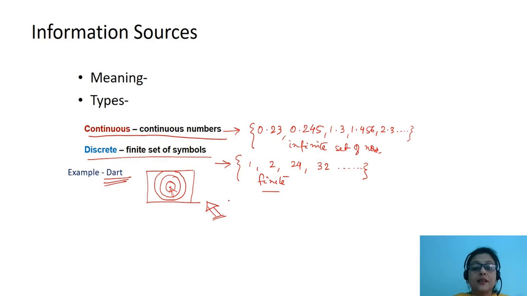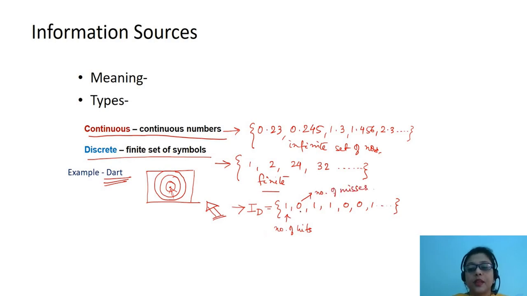Now let us understand how it can be used to understand the continuous and discrete information source. We can set up a finite set of symbols, like we can write information discrete, so ID. We can write it like this: 1, 0, 1, 1, 0, 0, 1, and so on. The ones will indicate the number of hits and the zeros will indicate the number of misses.